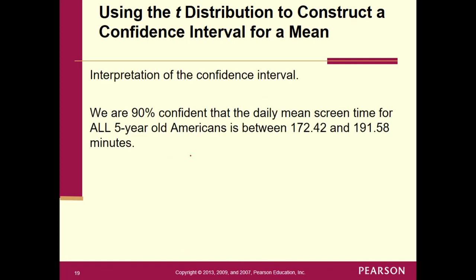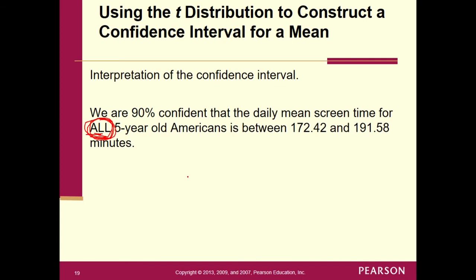All right. So the last thing we have to do is the interpretation of the confidence interval. We're 90% confident that the daily mean screen time for all 5-year-old Americans is between those two numbers that we found with the confidence interval. Notice that it's for all, right? It's not for the 25 5-year-olds. It's for all 5-year-old Americans. Now we have an estimate.